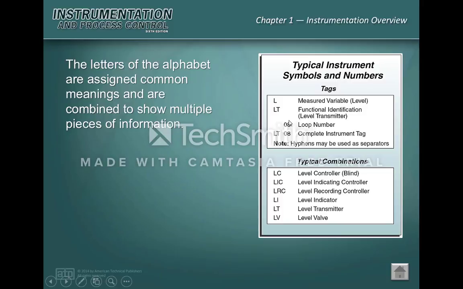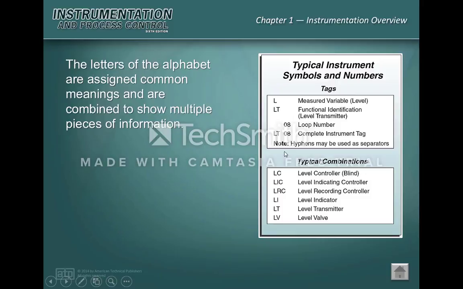And loop 8, or the 08, that's our loop number. What is it connected to? What does it affect? So if I have a level transmitter that is connected to a level display, which actually connects back to a valve, they would all be on loop 8. So you'd see level transmitter, level recorder 08, and level valve 08. Okay, so that is level transmitter loop 8.